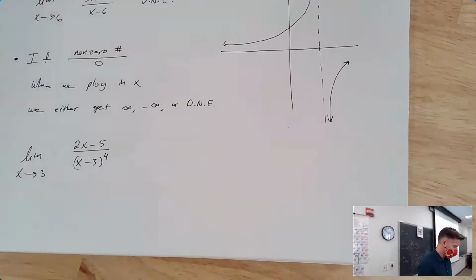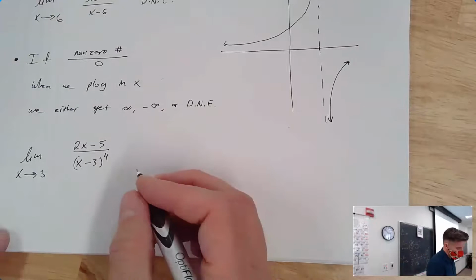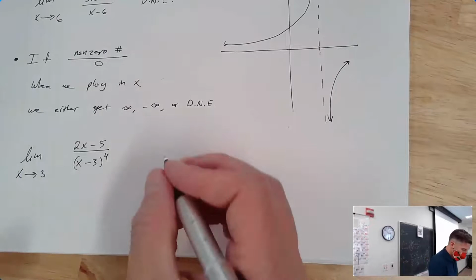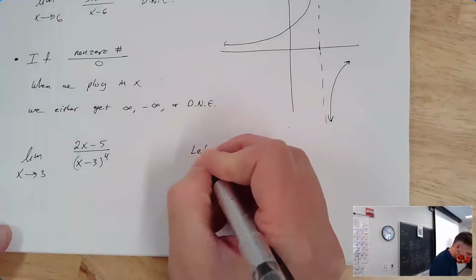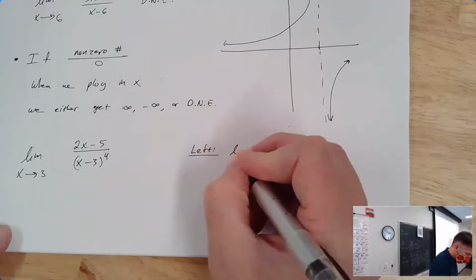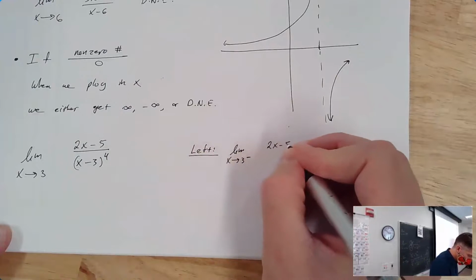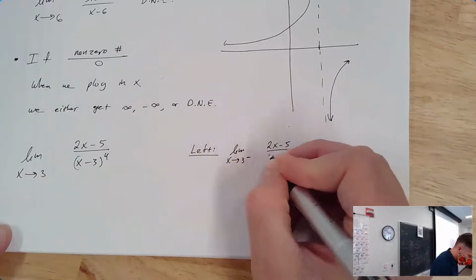Let's say we want to look at the limit as x goes to 3 of (2x minus 5) over (x minus 3) to the 4th. Okay, so let's see here. I'm just going to plug in 3. Well, that's not true. I'm going to look at both sides first, right? If I just plug in 3, it's not helpful. So I'm going to look at the left: the limit as x approaches 3 from the left of (2x minus 5) over (x minus 3)^4.